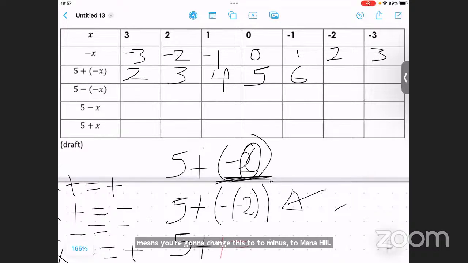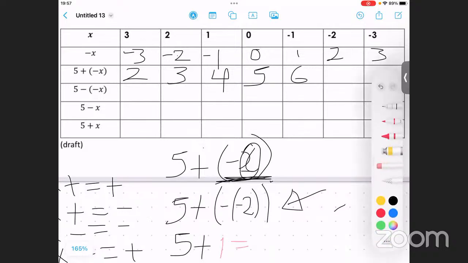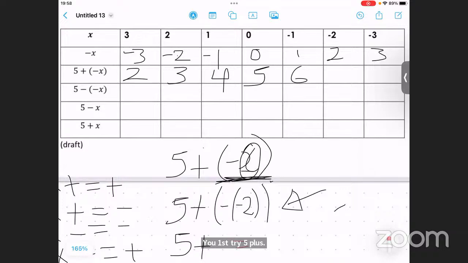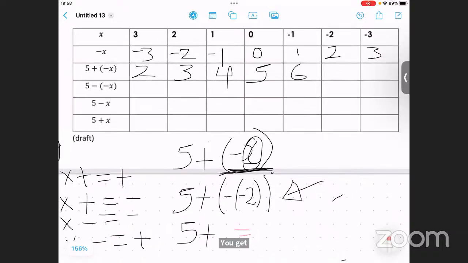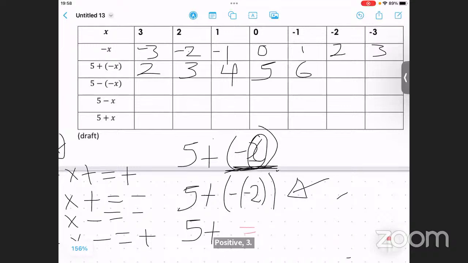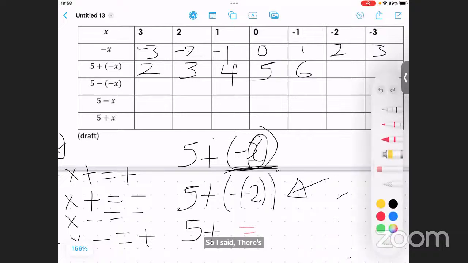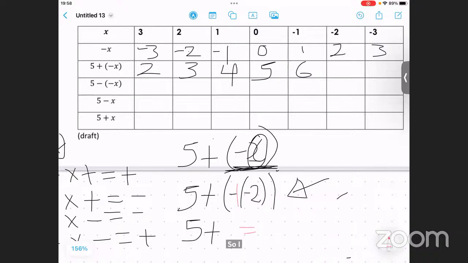Try 5 plus negative x, negative 2, and what do you get? You get positive 3. You are multiplying negative multiplied by -2. I said there's an invisible one here, before that thing. So it's the same as -1 multiplied by -2.